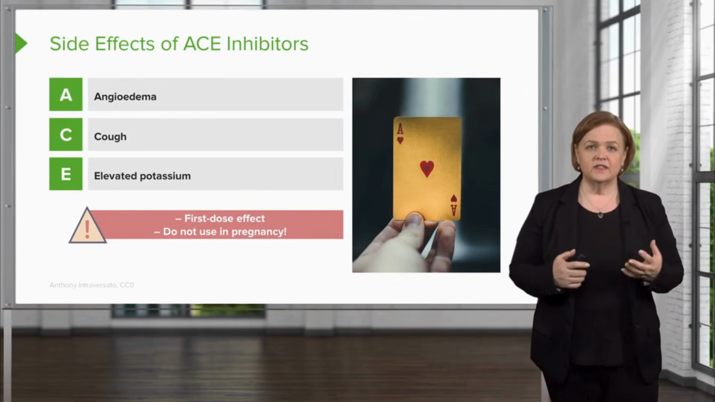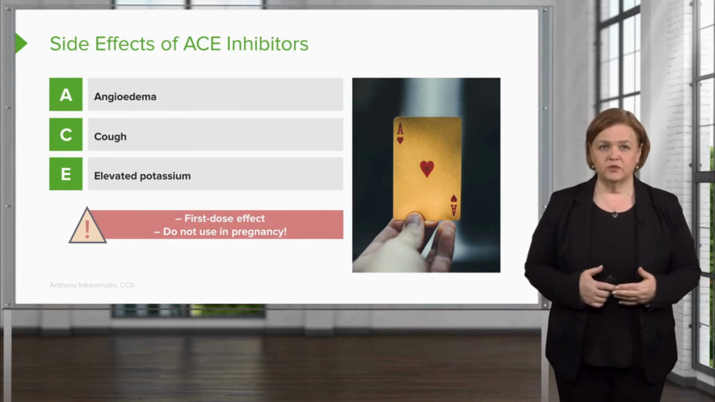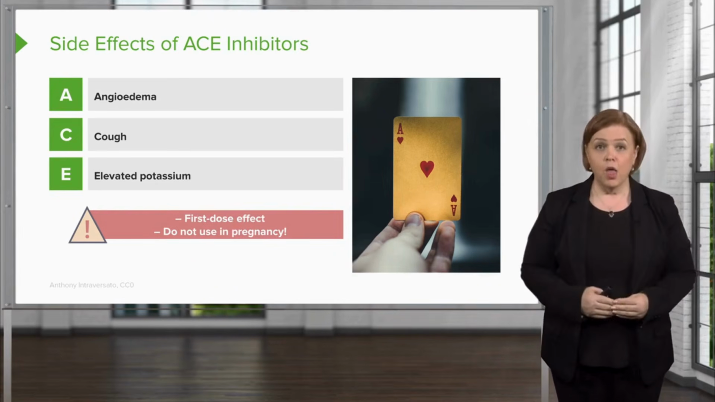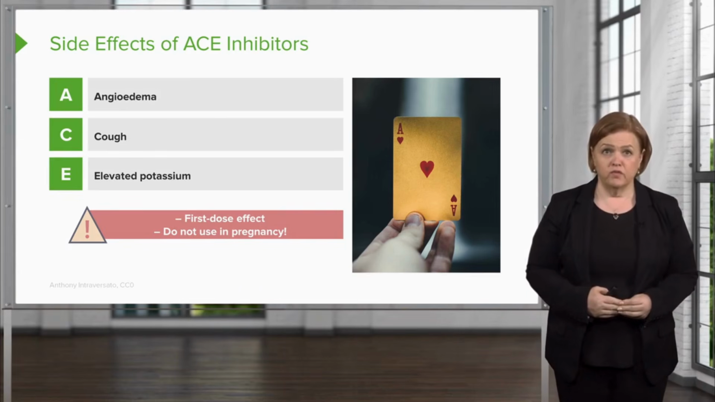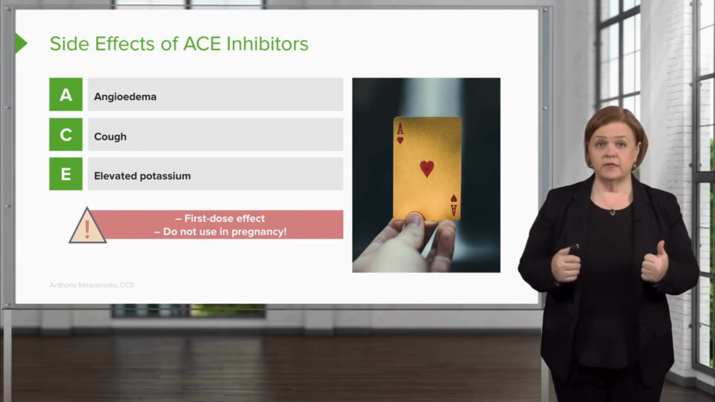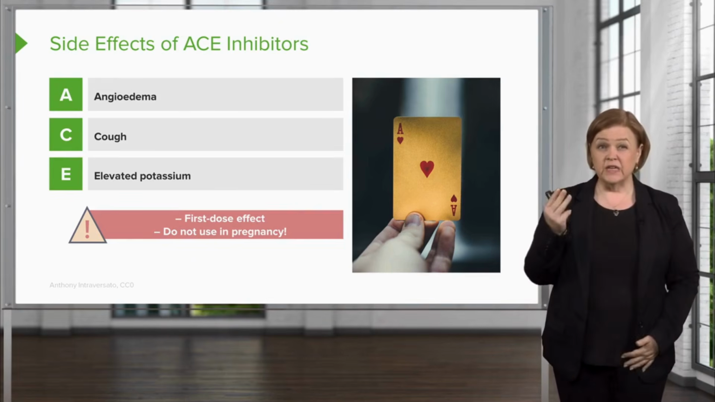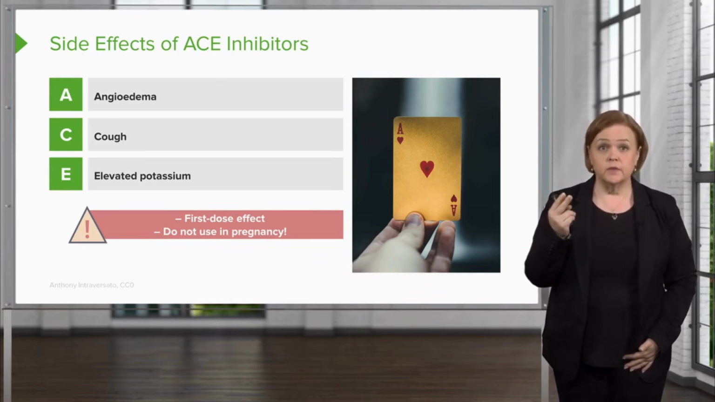Now, I like this because ACE inhibitors have a lot of side effects, but these are the ones I want you to remember. A is for angioedema. The angioedema means that your mucous membranes are all swollen and you're not going to be able to breathe. So A for angioedema is a bad deal. Cough is for C, and elevated potassium is E. The three side effects I want to make sure you know for ACE inhibitors. A is for angioedema, C is for cough, and E is for elevated potassium.